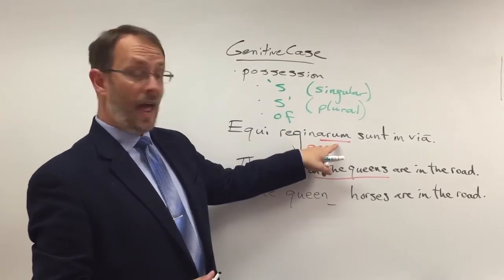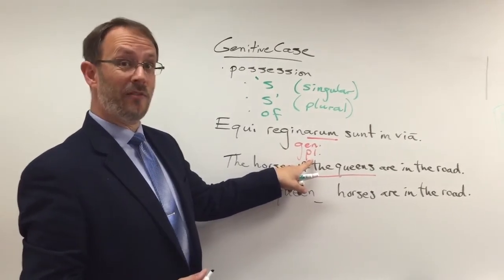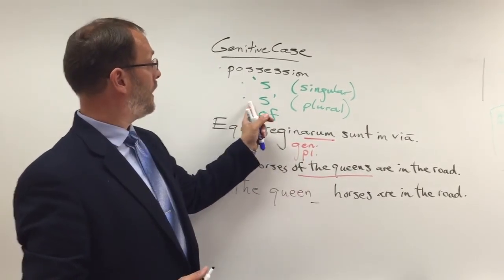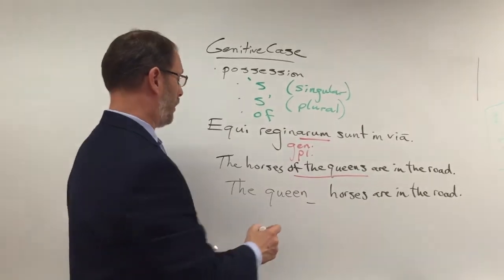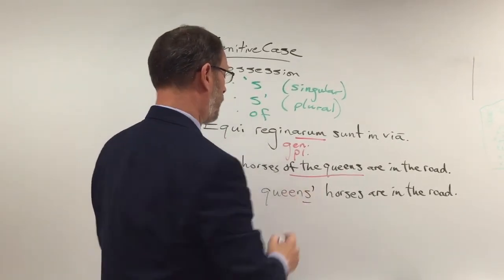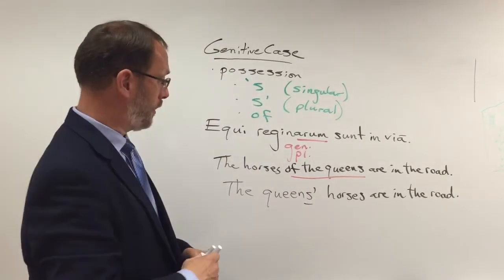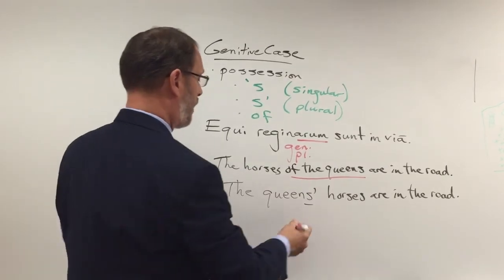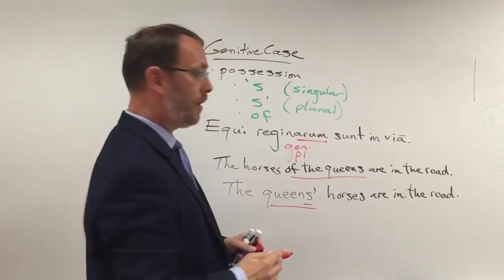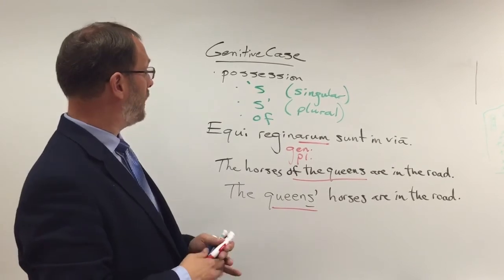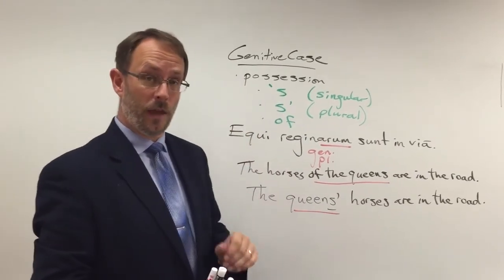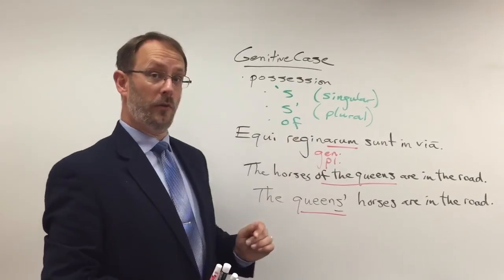Well, it's very clear in the Latin, arum is genitive plural. As we said, S apostrophe is plural. So in this sentence, I'd want to say the queens' horses, S apostrophe. Now, if you're not sure about using the apostrophe S or the S apostrophe, if that messes you up, you can always use the of.